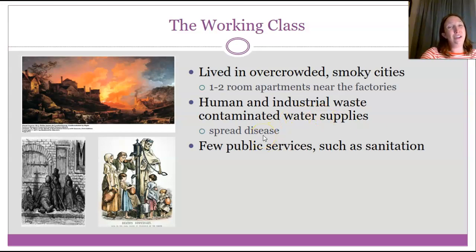And human and industrial waste would contaminate the water supply and spread disease. There was no sewer system yet. There was no garbage collection system. So people would literally throw out their personal waste or any of their waste just onto the sidewalks. And often from these apartment buildings, from up above, people would just have a bucket and dump it out onto the road. And there would be no one there to clean it up. Why? Because there were very few public services. Very few things were organized at the city level to take care of people, including things like sanitation.